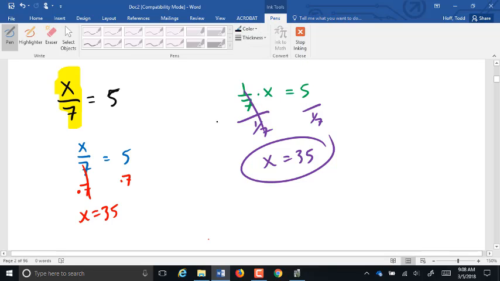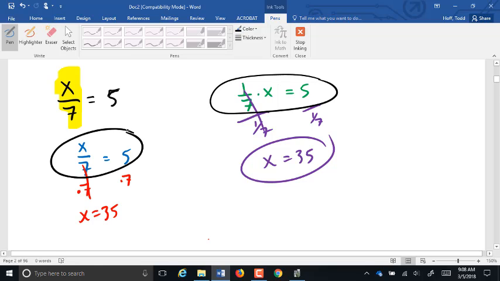Depending on the rest of the problem, sometimes it'll be easier to think of it this way as 1/7 x. And sometimes it'll be easier to think of it this way as x divided by 7. The hard part is getting enough experience with them to learn which problem is easier to do which way.